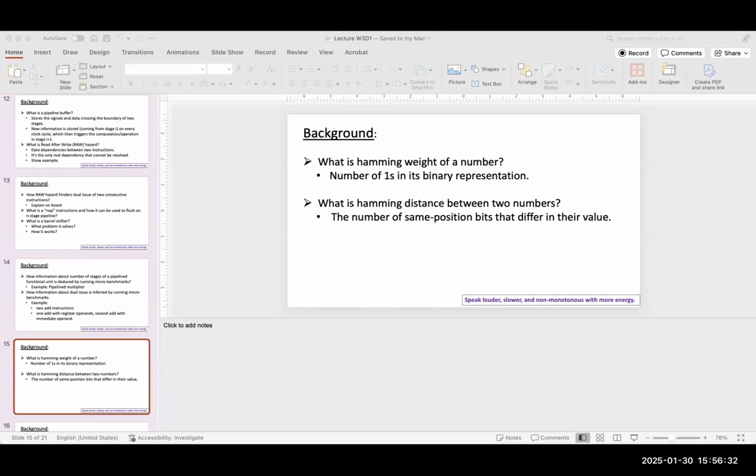Multiplexer, for those of you who don't know, is a component which can, let's say you have a four-to-one multiplexer. It has 4 inputs and 1 output, and depending upon control signals, it will select one of these inputs and connect it to the output. Okay. Any questions?